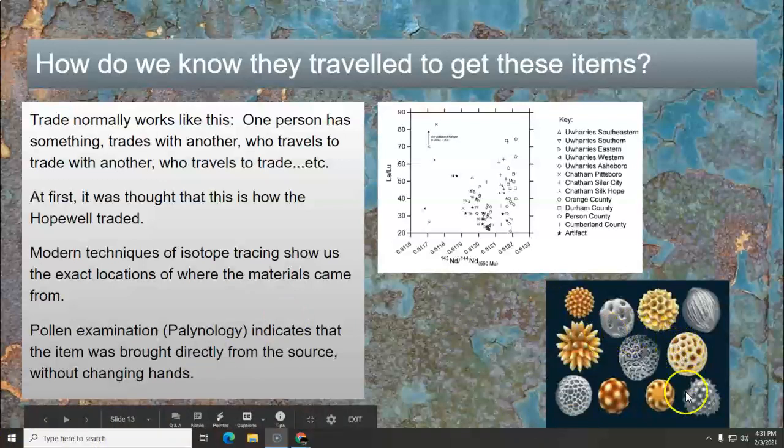And down here you can see some assorted pollen spores. And up here you can see the isotope tracing. This is dealing with North Carolina isotopes, and certain things you can tell they come from certain parts of the mountains, whether it's Chewaries or Durham or Cumberland, etc.